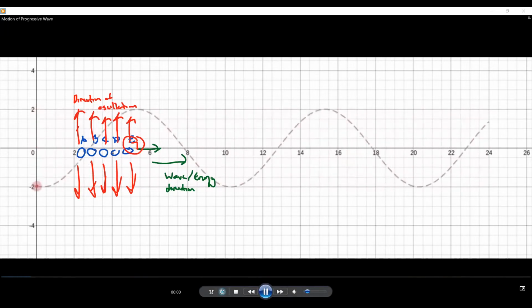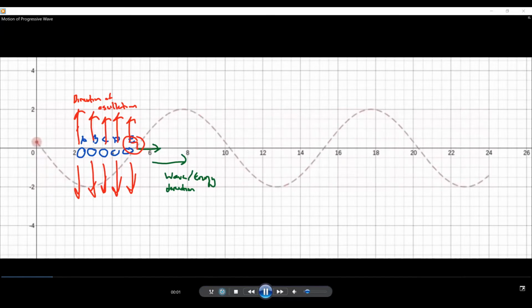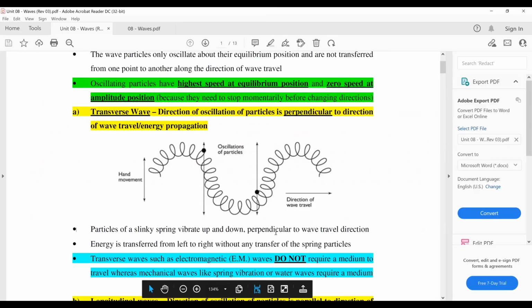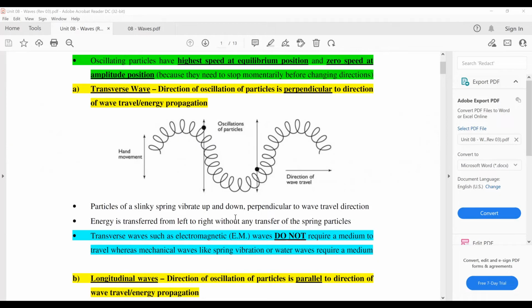Okay, so what is written on the notes there, they say that particles of a slinky spring will vibrate up and down perpendicular to the direction of wave travel. Energy is transferred from left to right without any transfer of spring particles. This one is something which I mentioned just now. Particles oscillating will not move along with the wave. They only oscillate about their equilibrium position.